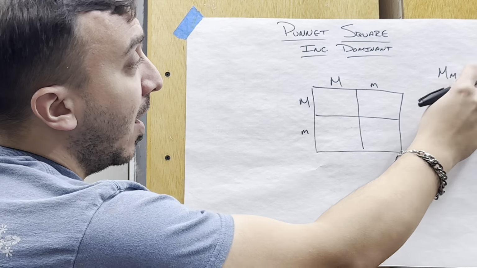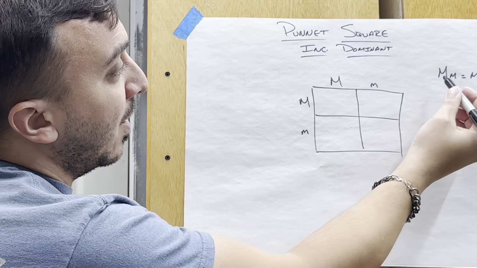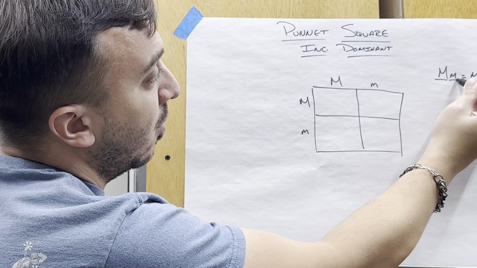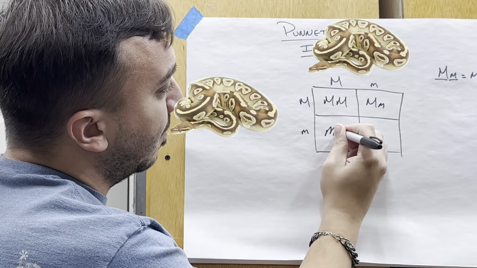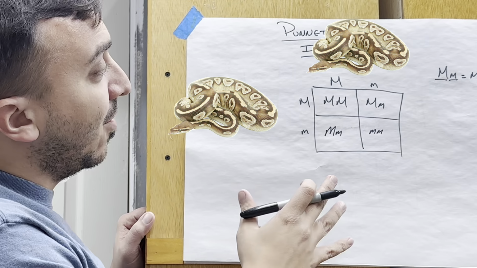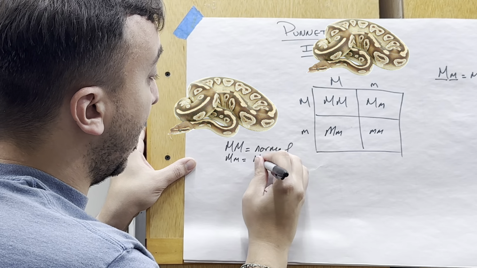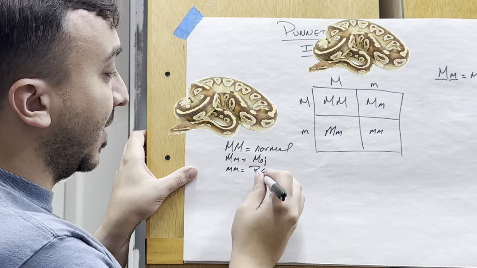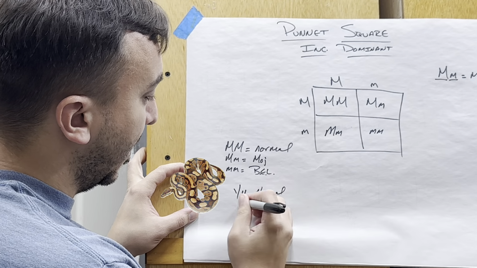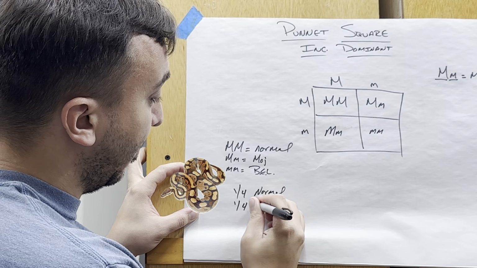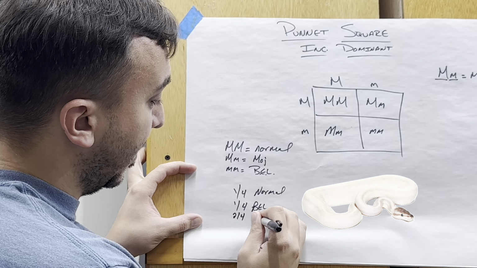And I want to breed my Mojave to another Mojave. So here we have my Punnett square here. So we're going to represent Mojave by a capital M and a lowercase m. One in every 4 will be normal. 1 in every 4 would be your bell. And about half of your clutch would be Mojaves.